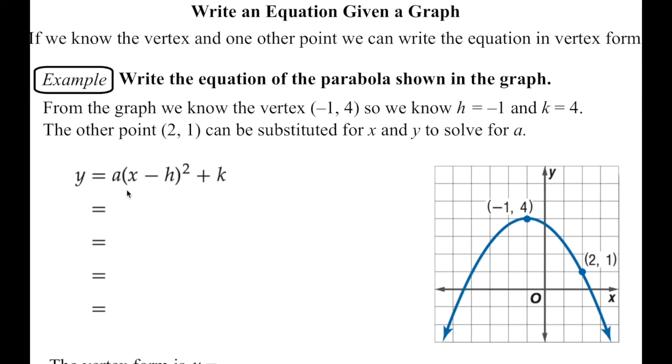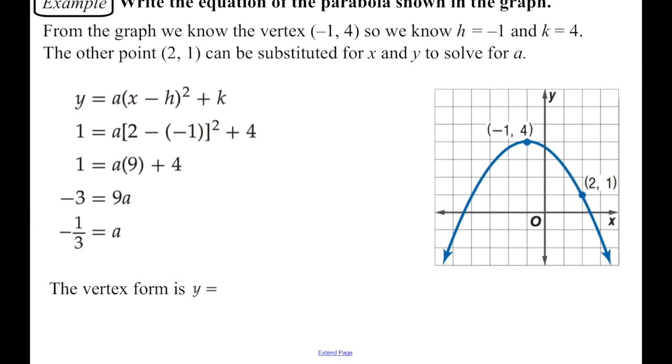And so we can plug all of this into our equation to solve for a. A is our only unknown. We have a coordinate for x, a coordinate for y. We know what h is and we know what k is. So plugging all of those in and simplifying, we end up with a value of a being negative 1/3. So I'll let you follow through the math there. Feel free to pause this at any time if I go too fast.